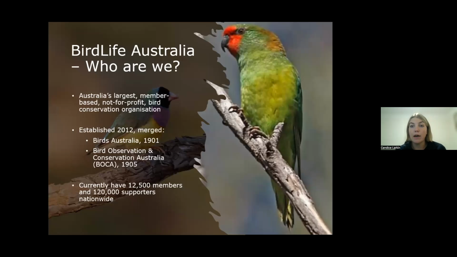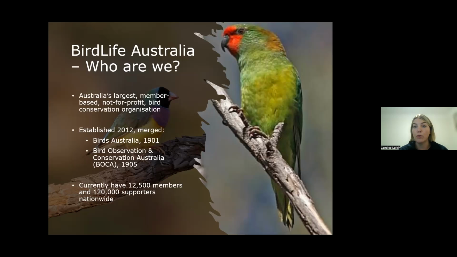Okay, so just a bit about who we are as an organisation. We're the largest member-based, not-for-profit bird conservation organisation in Australia. We were established in 2012 through the merging of Birds Australia, which has been in Australia since 1901, and a Bird Observation and Conservation Australia group. So both of these groups merged together in 2012, and we currently have 12,500 members and over 120,000 supporters nationwide.